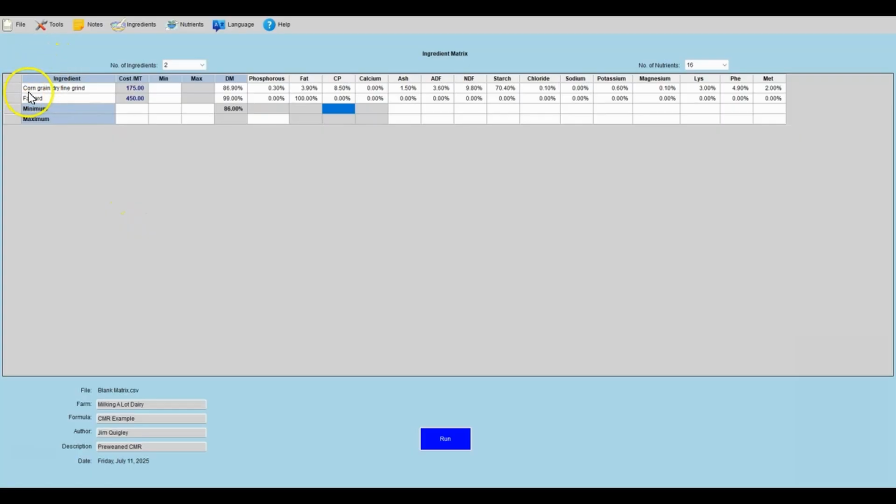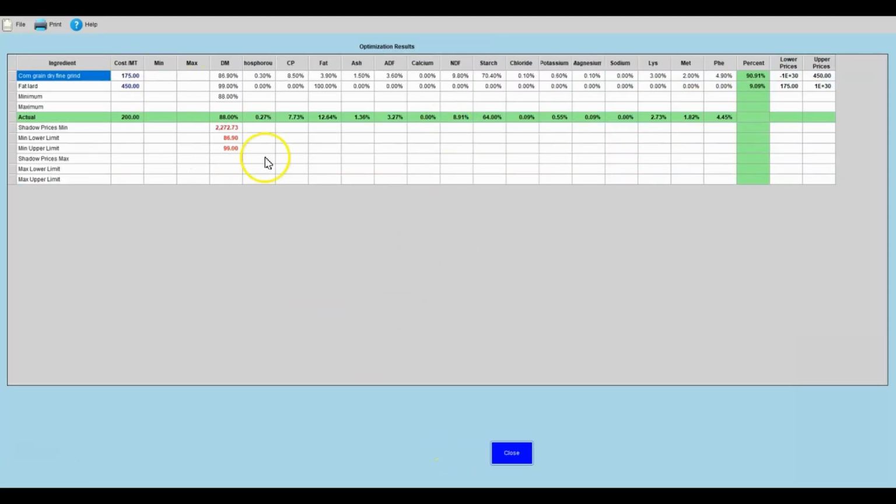I'll create a ration with just two ingredients, dried corn grain and lard. Corn is priced at $175 per metric ton, and fat is priced at $450 per metric ton. The nutrient values you see come directly from the feed library. If I set a minimum dry matter of 88% and run the formulation, LP-Solve finds a feasible solution, about 91% corn and 9% fat. That combination allows the ration to meet the dry matter requirement.